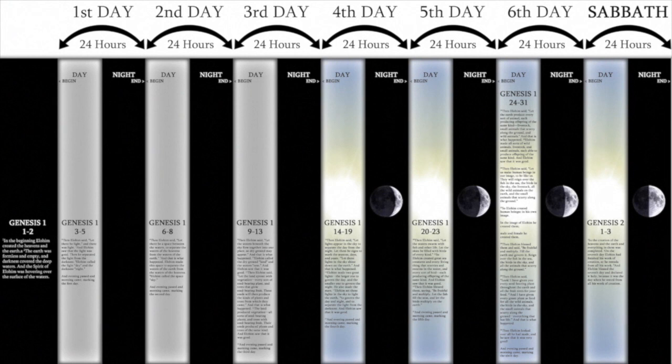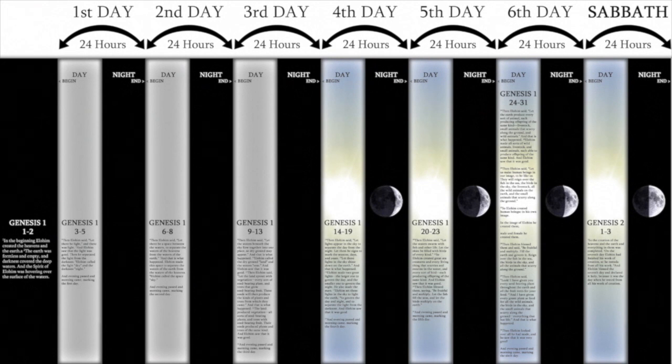So the point is that in order to understand when the day begins, you have to go back to Genesis chapter 1, from verse 3 to verse 5. When he said, let there be light, that was day 1. And then he divided the light from darkness, and he called the light day, and he called the darkness night. So that was a 24-hour period.